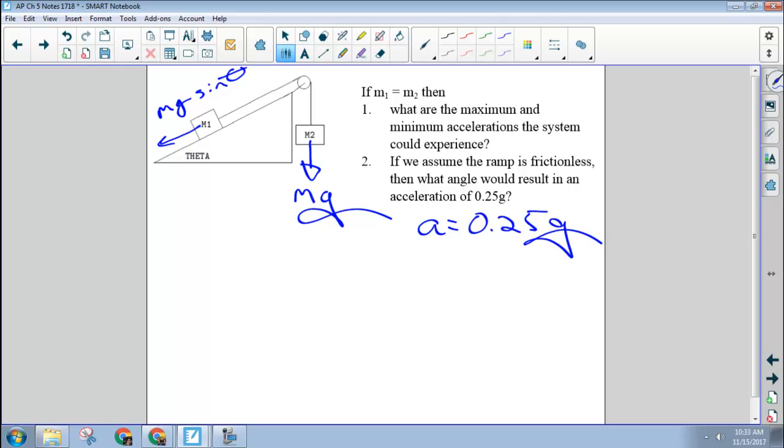We know the acceleration, we know all of our forces, so we just have to solve for theta. So net force equals net force, right?